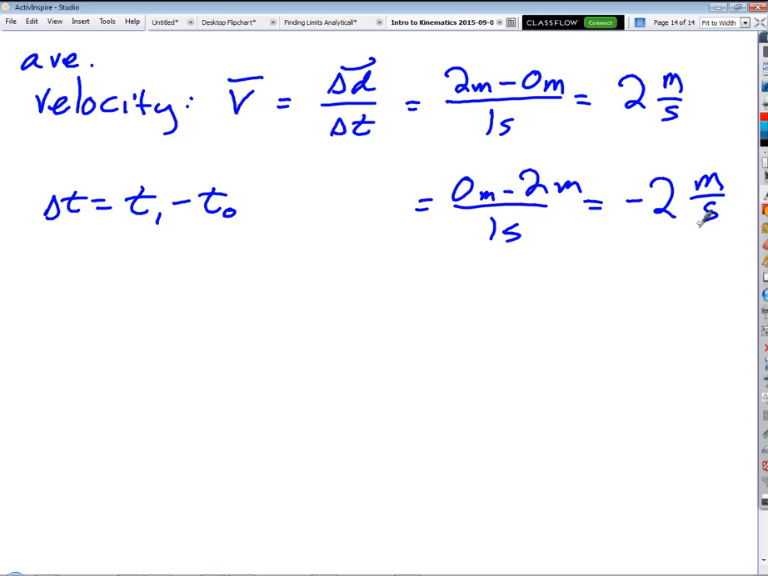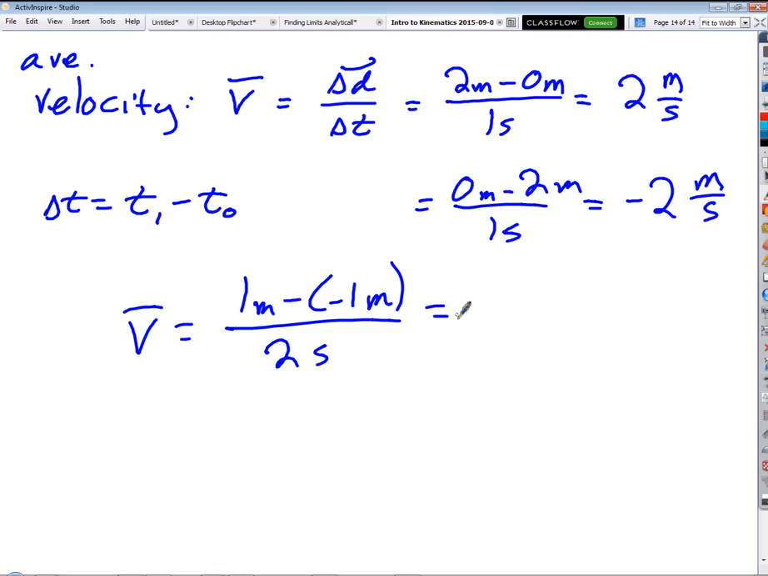Okay, so if we strictly apply this formula, our average velocity in this case is +1 meter minus -1 meter over 2 seconds. Well, 1 plus -1 is 2, right? So I get 2 over 2, which is 1 meter per second, +1.